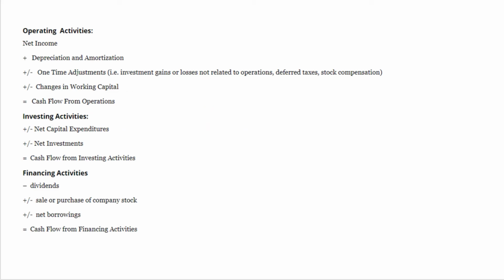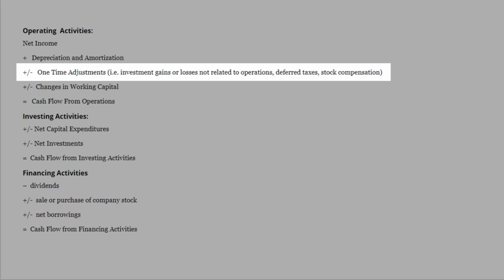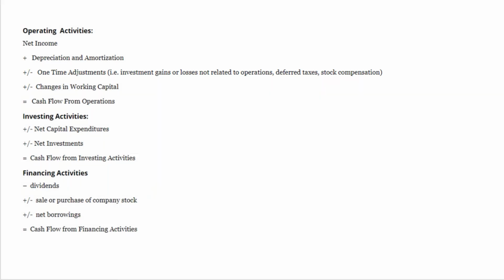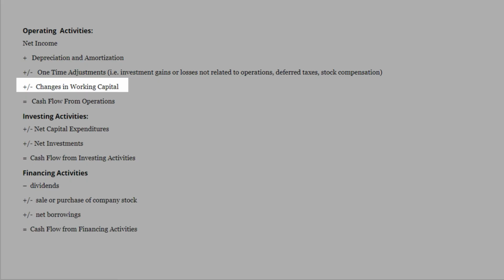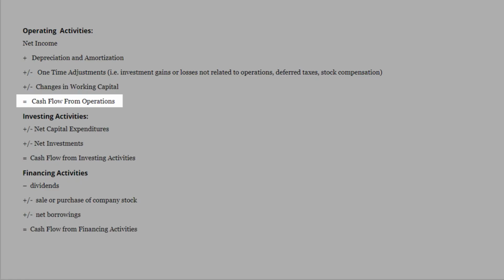So we start with net income in the operating activity section. We want to add back depreciation and amortization. Then we want to add or subtract any one-time adjustments, which is investment gains or losses not related to operations, any deferred taxes, stock compensation, etc. And then we want to add or subtract the changes in working capital. Remember, working capital is the changes in current assets minus the changes in current liabilities over the period, and that is the change in working capital. When you sum all those up, you get cash flow from operations.